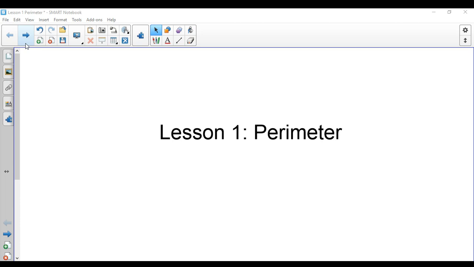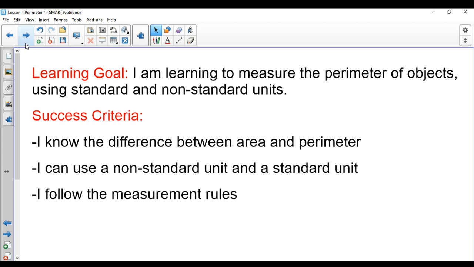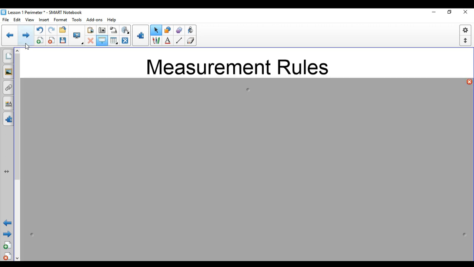Perimeter is just the outside of objects, around the outside of an object. Okay, so we're going to measure the perimeter of objects using both standard and non-standard units, centimeters, and an object like a cube. We're going to learn about the difference between area and perimeter. We'll talk about area later on next week. And we're going to use both standard and non-standard units, and we're going to follow the measurement rules. We just talked about measurement rules a couple of weeks ago in class, so hopefully you remember them.